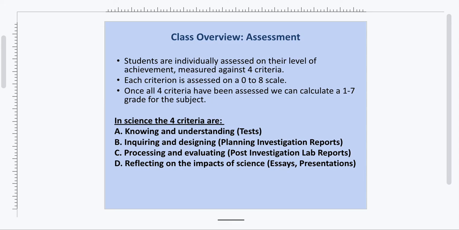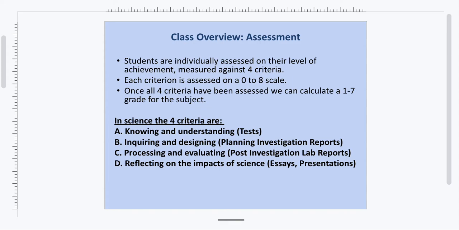Now, the only other thing I really want to cover right now is assessment in the MYP. In each unit, there will be different assessments. In the MYP, if you're new to an MYP school, there are 4 different criteria: criterion A, B, C, and D. A is mainly used with tests. B and C are used with lab reports, planning lab reports, and then post data collection lab reports. And then finally, there's criterion D, which could be assessed through an essay, through a presentation, even through a conversation between you and your teacher. They're each worth up to 8 points, 8 being the top score.